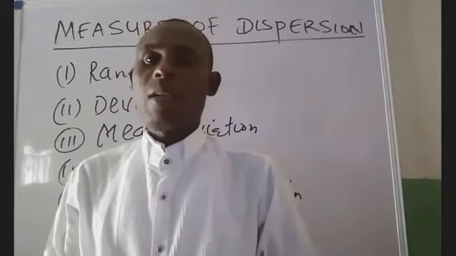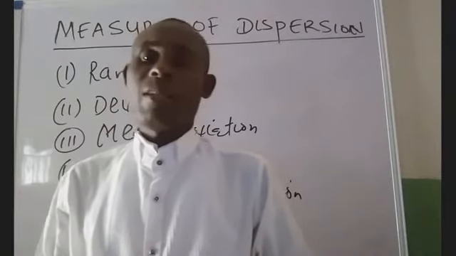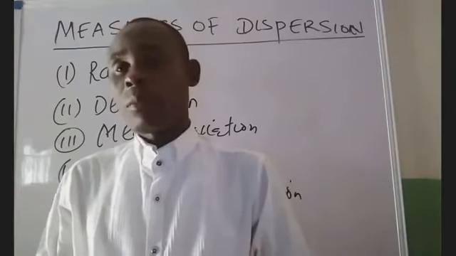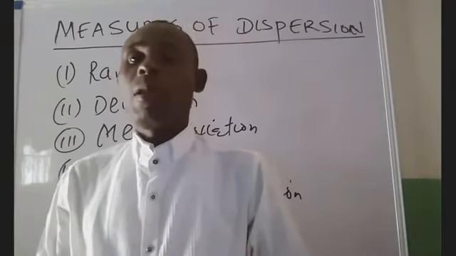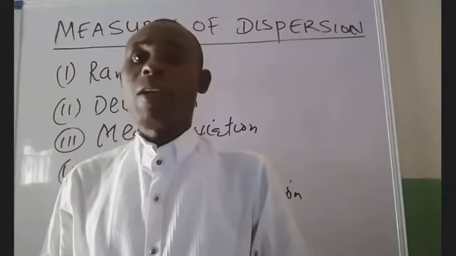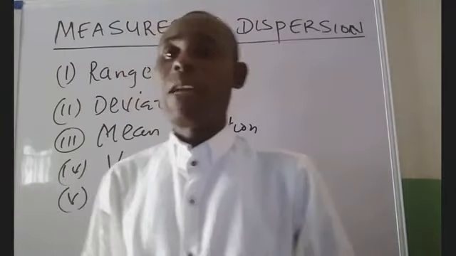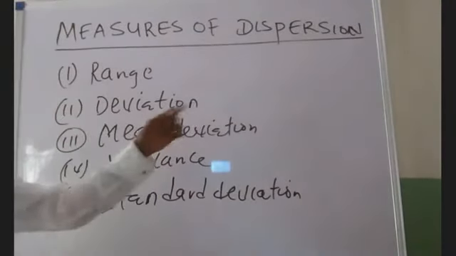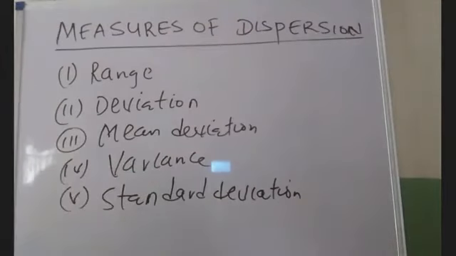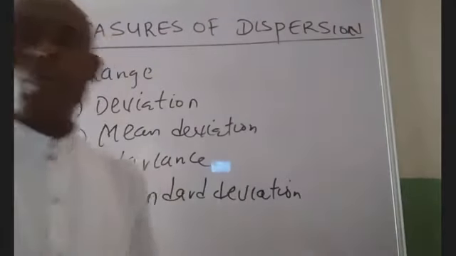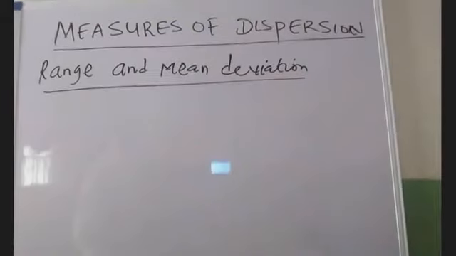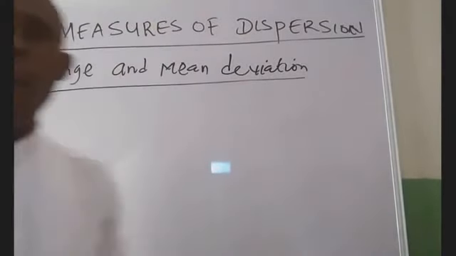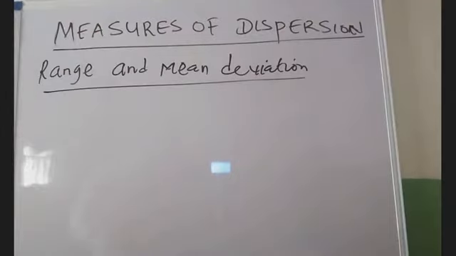In our last class we looked at measures of central tendency, where we talked about mean, mode and median. Today we are moving a little bit further, talking about measures of dispersion. We are going to be looking at range, deviations, mean deviation, variance and standard deviation. So we are starting with range and mean deviation.